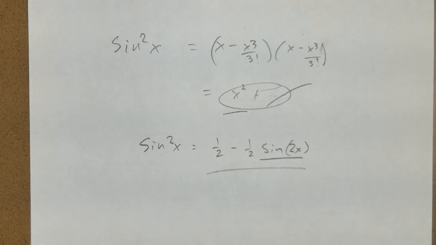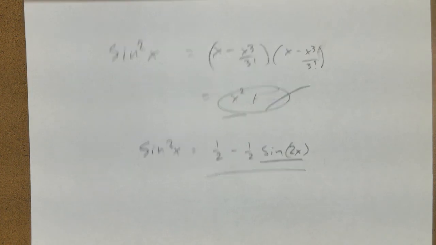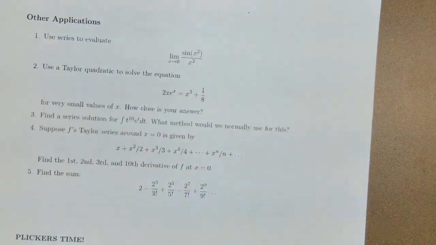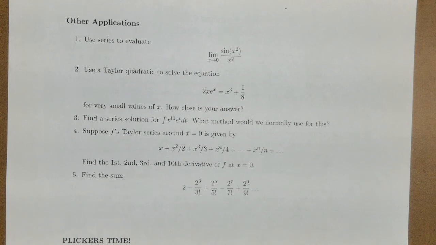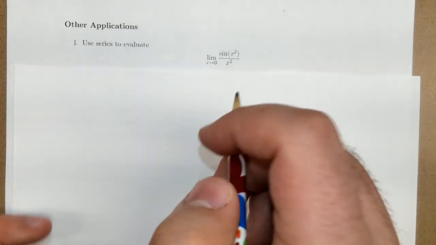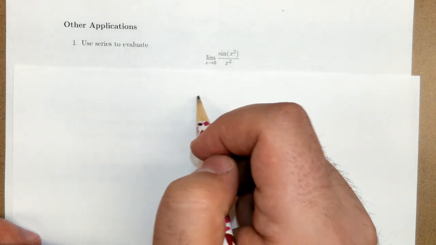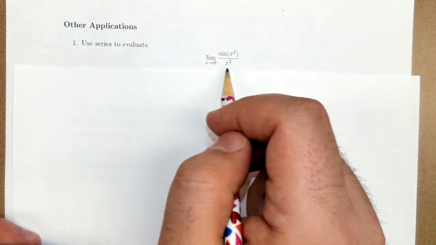Okay, so if we go to page 45, this is the end of it here for chapter 10, there's some applications, and again, in math we mean applications to other parts of math. So it says, use series to evaluate this limit. If you know L'Hopital's rule, that's another way to do this limit, but Taylor series work quite well for this. Let's go ahead and do that.